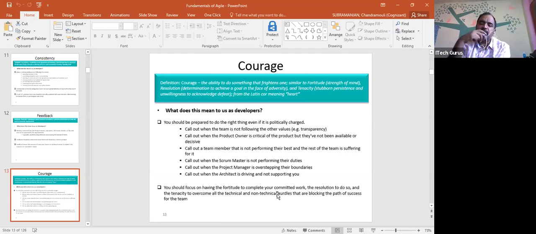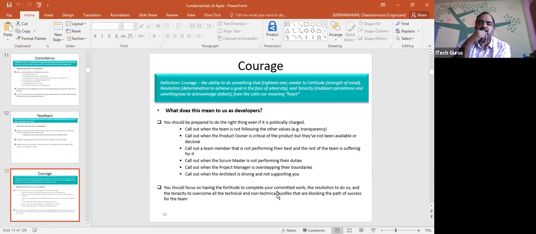Of course, we will talk about the role of the Scrum Master later. And you have the courage to raise against the product owner, the customer. You have the courage to talk about something else, the procedure not being followed properly. So that courage is very, very important in Agile projects. Because of that also, we are moving away from traditional to Agile projects.